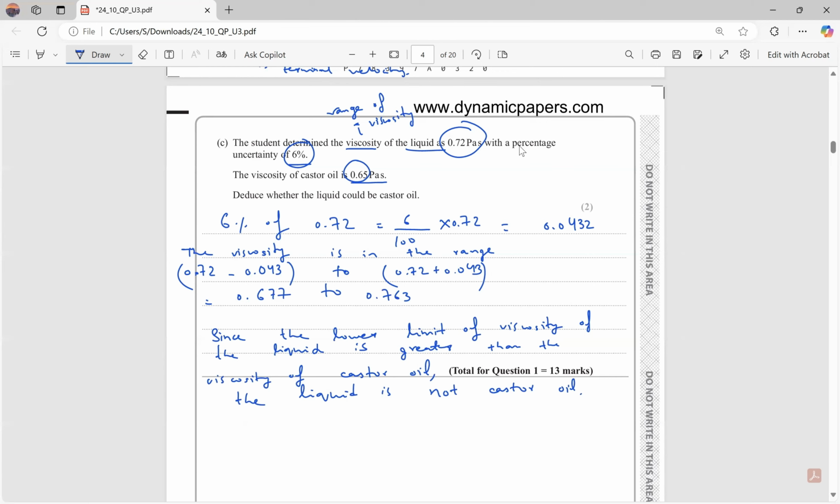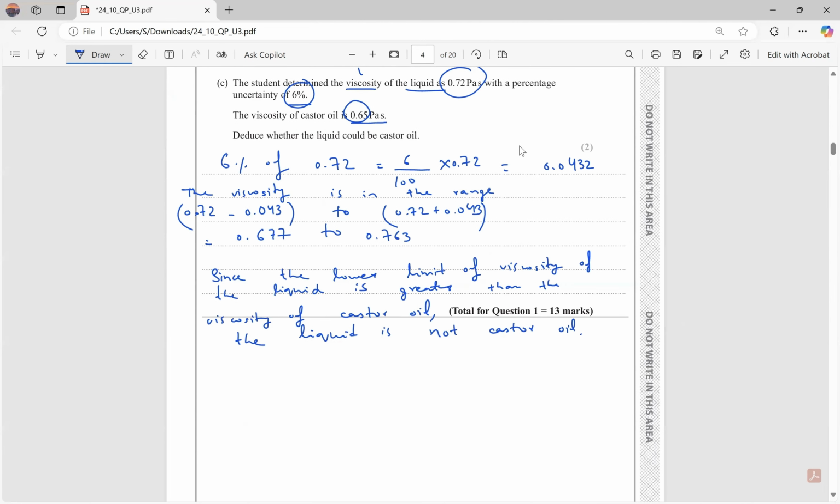So by finding the upper and lower range of the viscosity, and then checking if the viscosity of castor oil falls in that range, we can conclude the answer. So that's the end of the first question of unit 3.